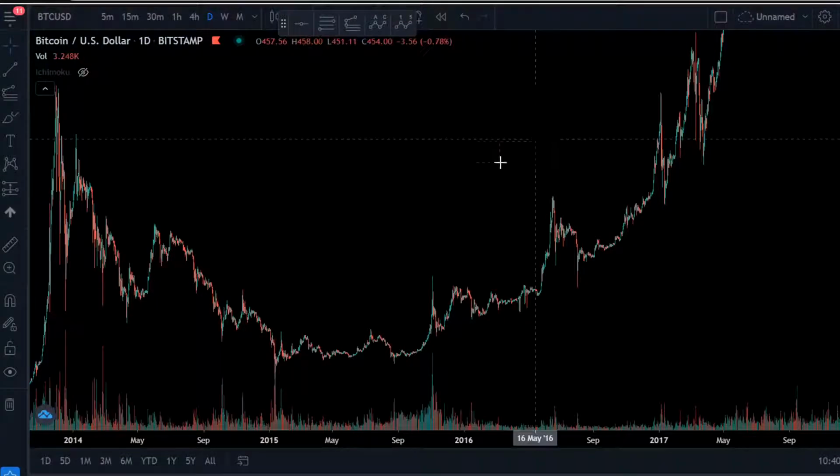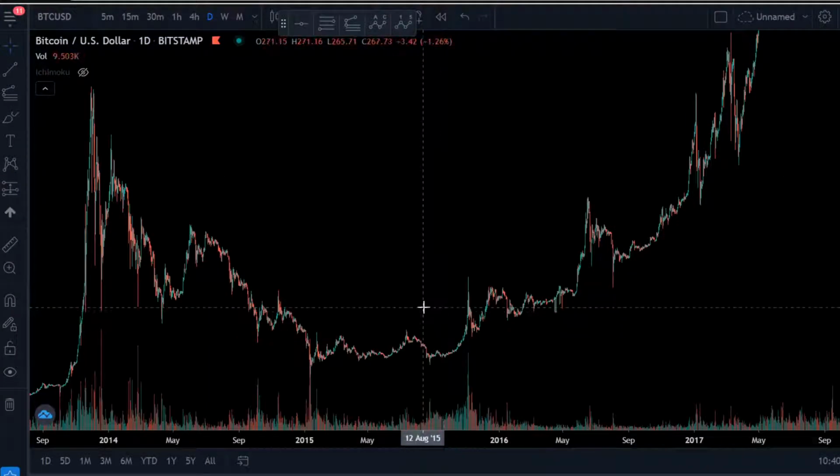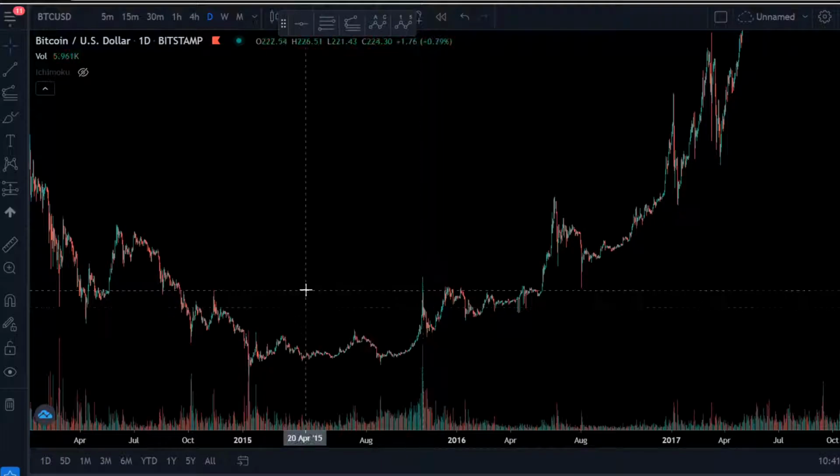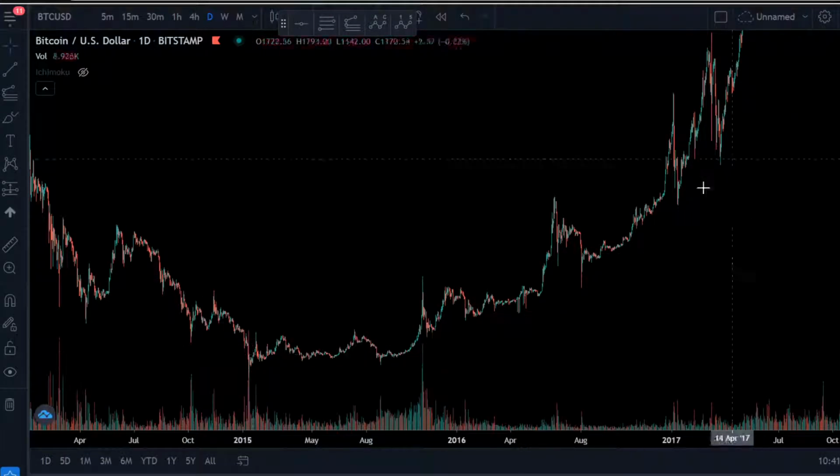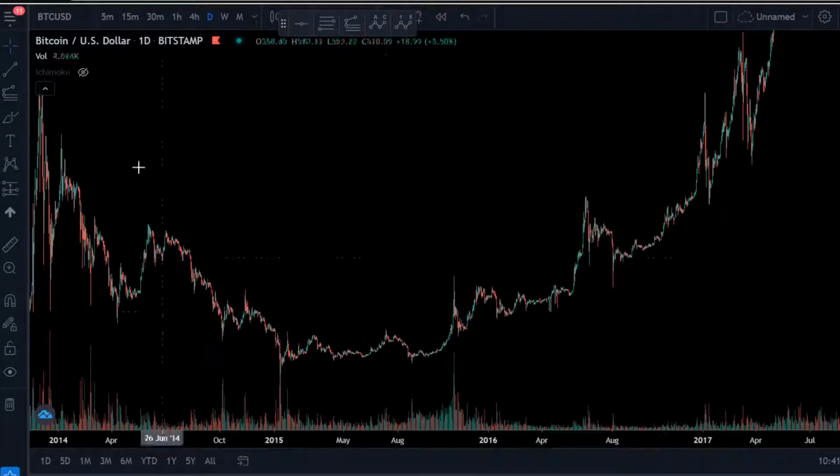Hello VIP, in this lesson we're going to talk about the resistance turn support idea, and it's actually a fundamental rule in Bitcoin behavior. For example, we take the 2015-2016 chart of Bitcoin. We're looking at the daily time frame here.